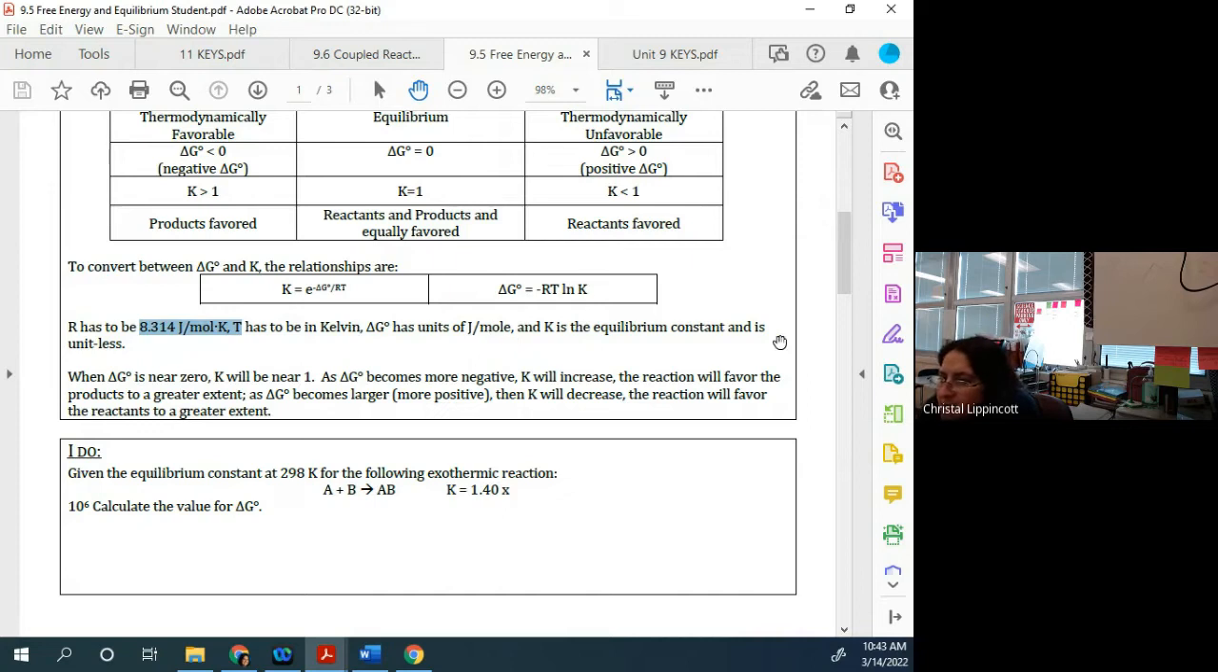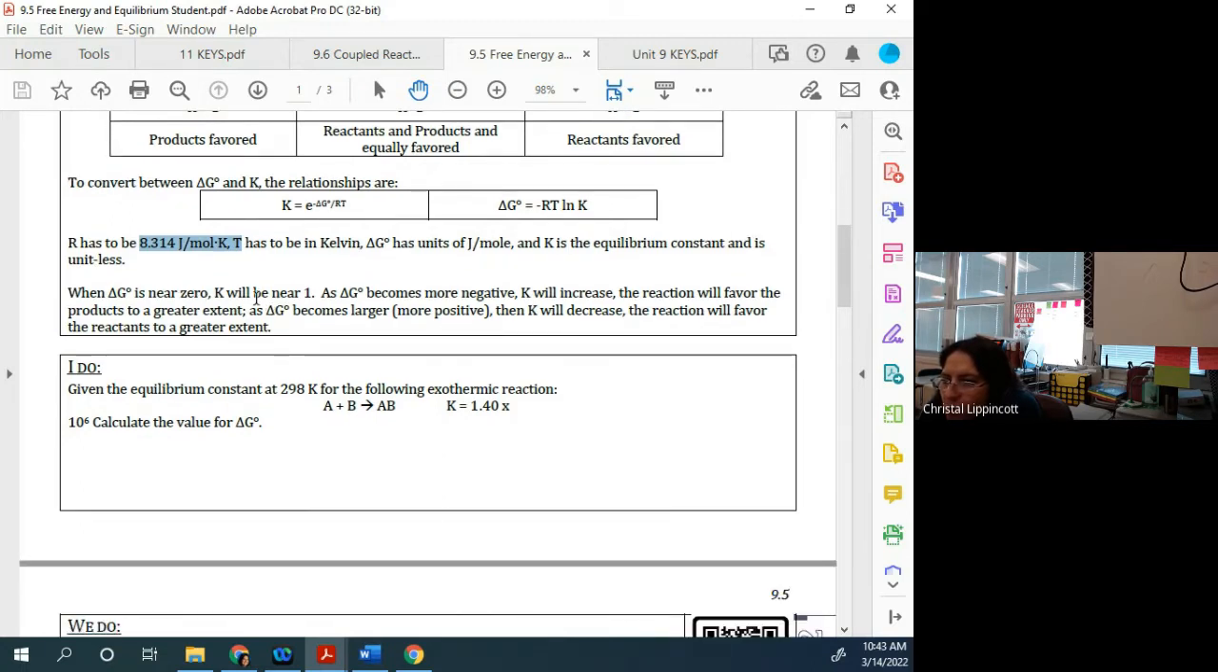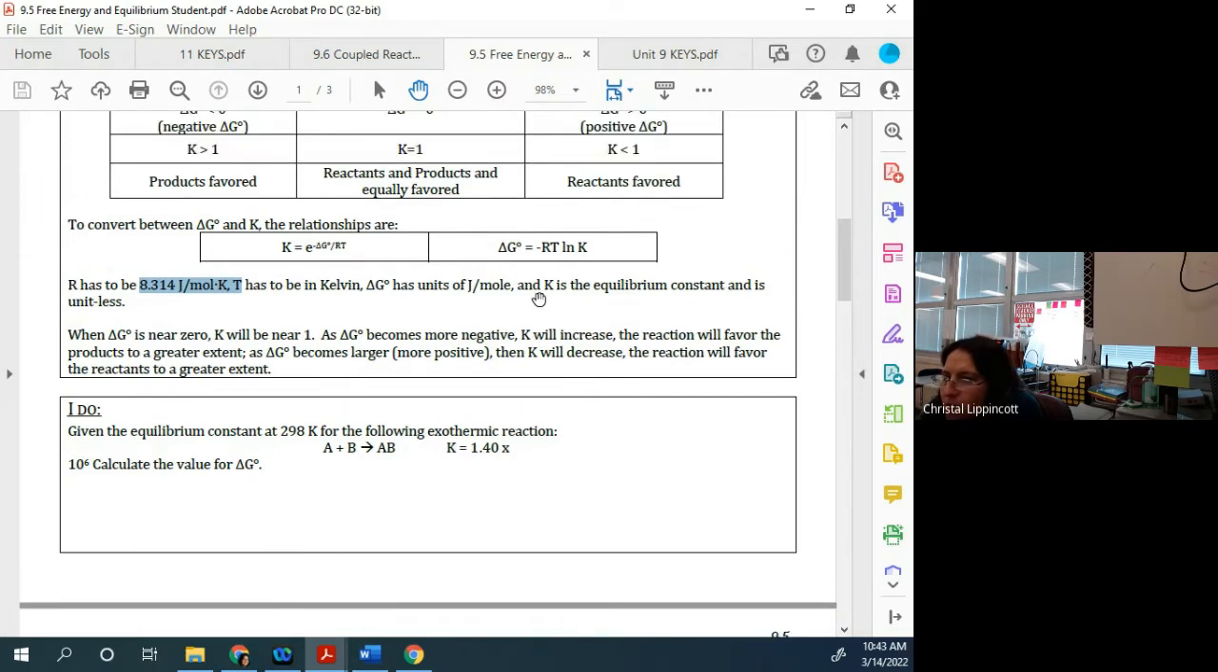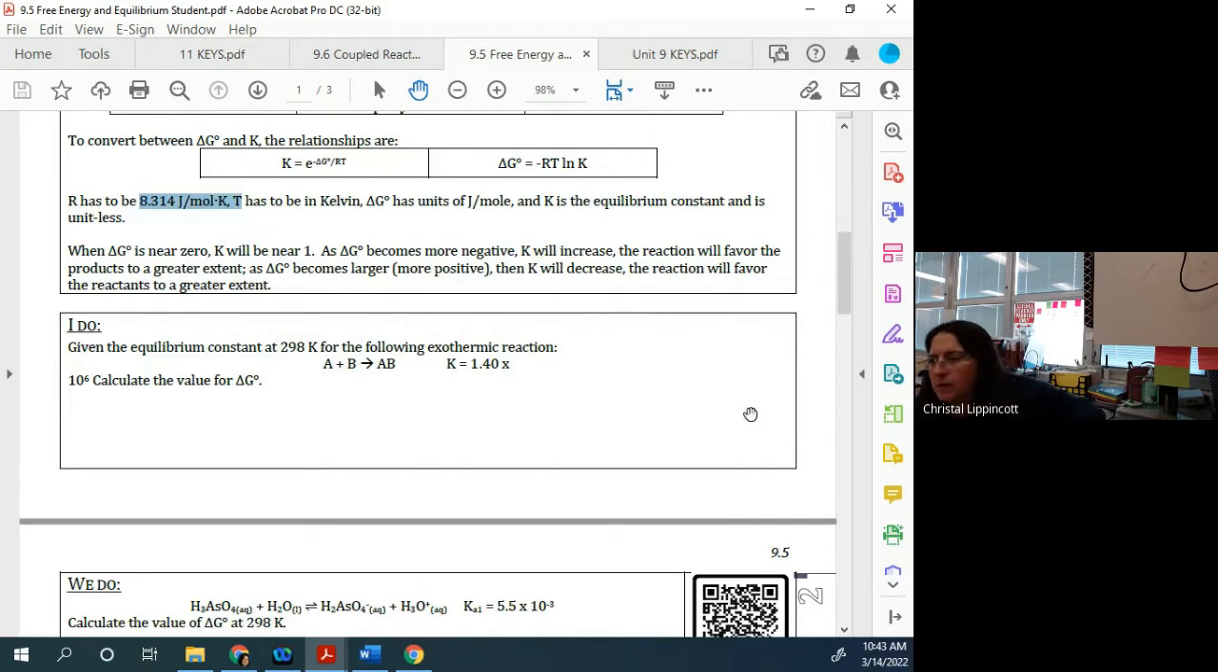K is the equilibrium constant, and remember, it's unitless. When delta G is near 0, K will be near 1. As delta G becomes more negative, K gets bigger because the products will be favored. And if K decreases, the reaction will favor the reactants and therefore become thermodynamically unfavorable.